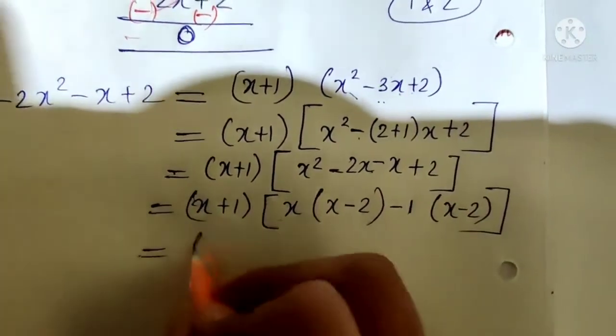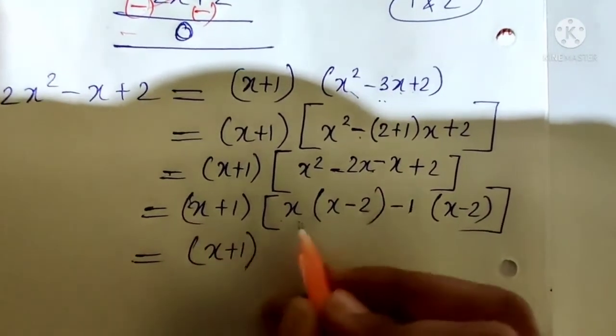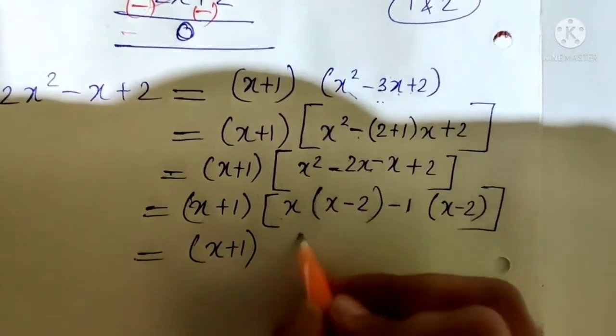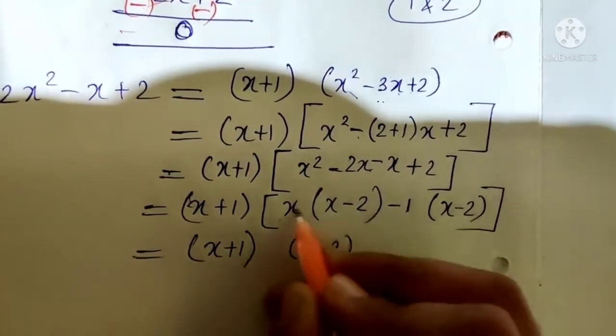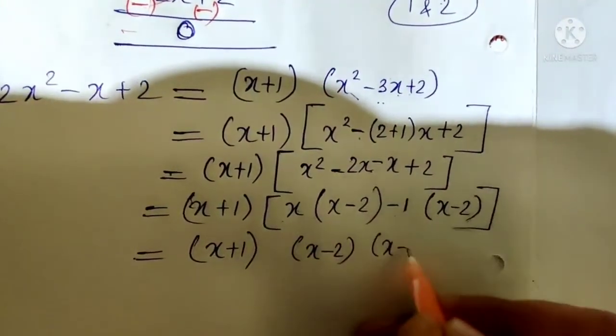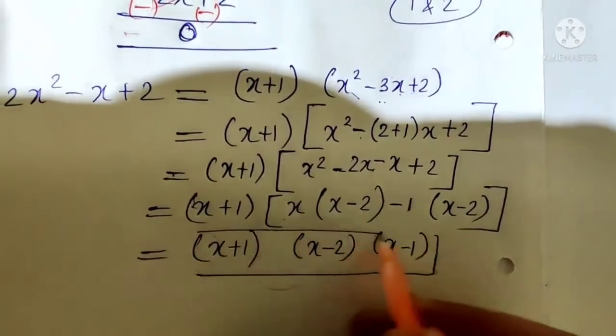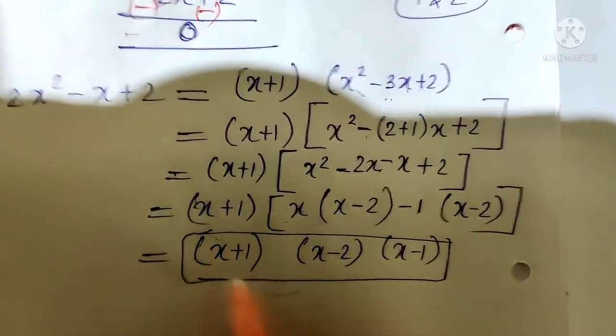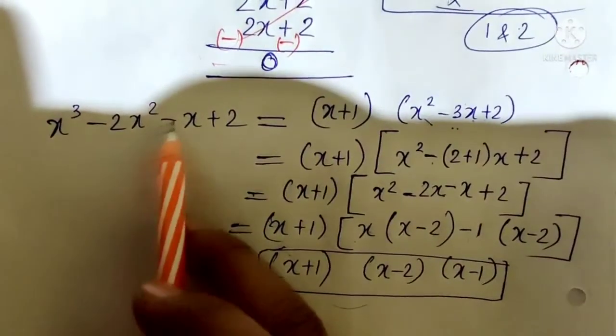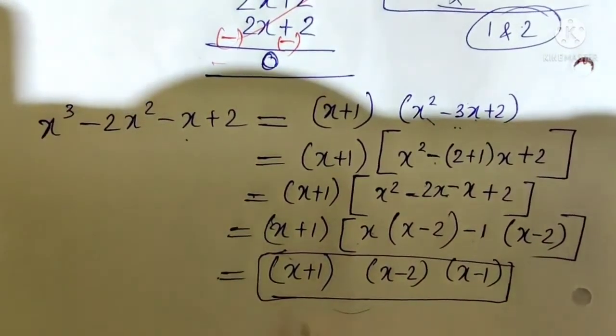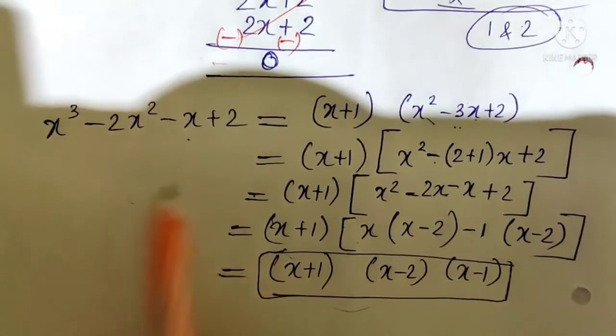So here we got our factors x plus 1. Now what is common between x minus 2 and x minus 2? x minus 2 and x minus 1 and x minus 1. These are the 3 factors which we need. Okay, these are the 3 factors of the given polynomial, that is x cube minus 2x square minus x plus 2. If you multiply all these 3 together, it will come to the same thing only.